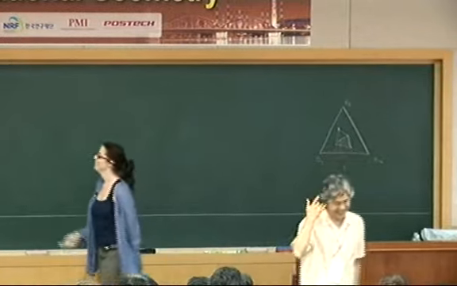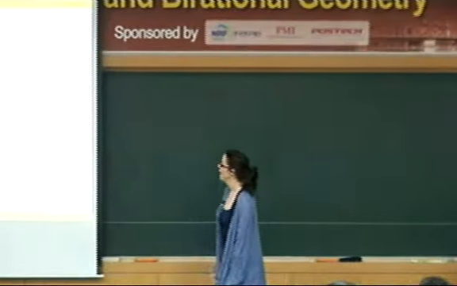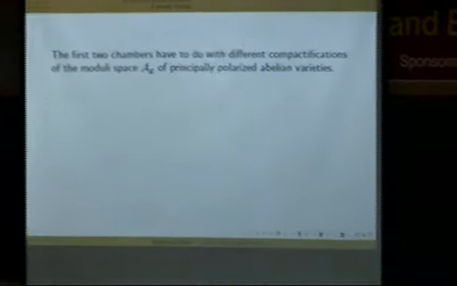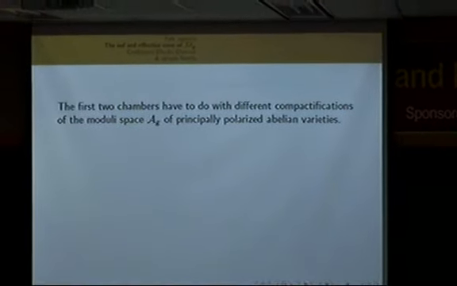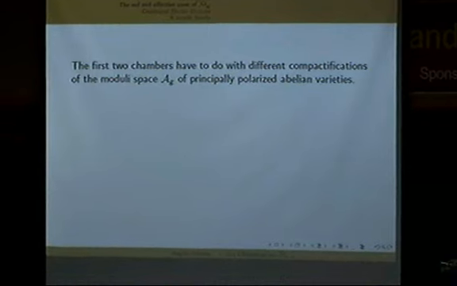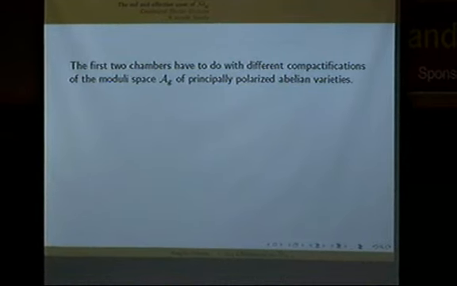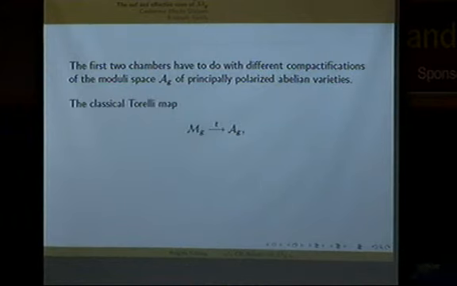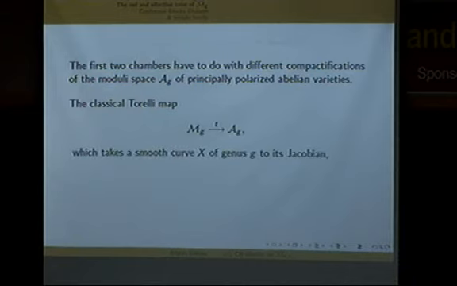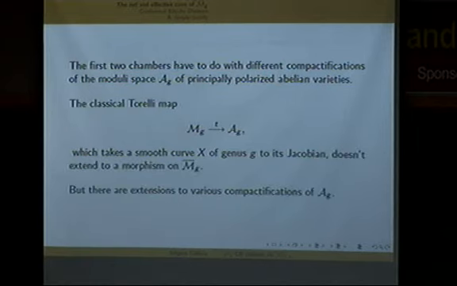Thank you. Okay, so we're going to just name all the morphisms around. I'm not going to talk in detail about them, but I'm going to use them later. And this is a good illustration, so I'm just going to name them. So the first 2 chambers have to do with different compactifications of the moduli space of principally polarized abelian varieties. So the classical Torelli map takes the moduli space of smooth curves of genus g to A_g, but it doesn't extend to the Deligne-Mumford compactification. This map takes a curve to its Jacobian. But there are different compactifications of A_g over which this morphism extends.